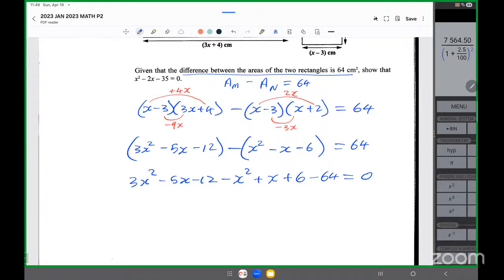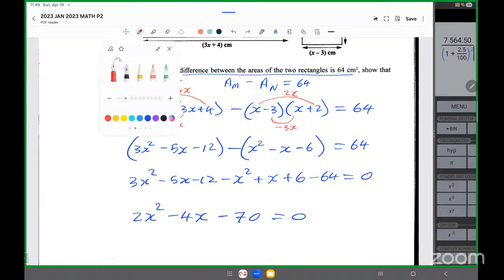Now combine the like terms. 3x squared minus x squared is 2x squared. Then adding this and this, minus 5x plus x is minus 4x. Now the numbers: the minus 12 and the plus 6 is minus 6, and the minus 6 minus 64 becomes negative 70. So these numbers come to negative 70, equals 0. Then each of these can be divided through by 2 to simplify.